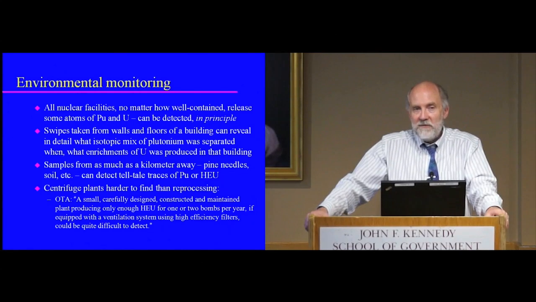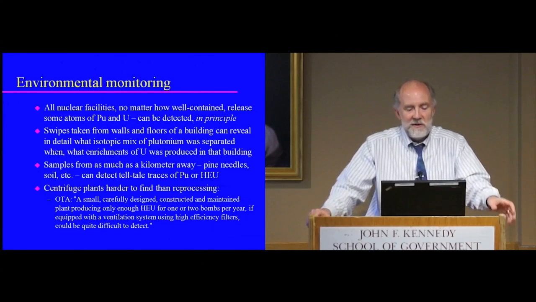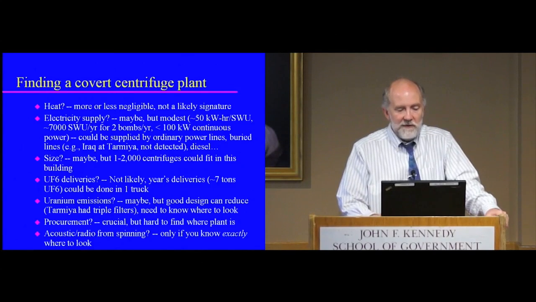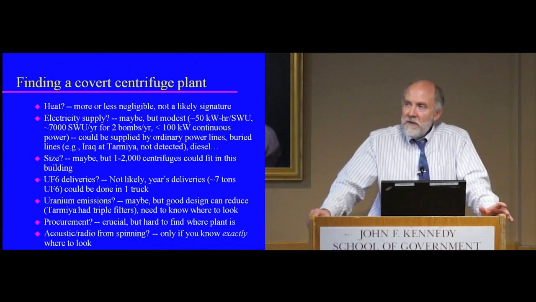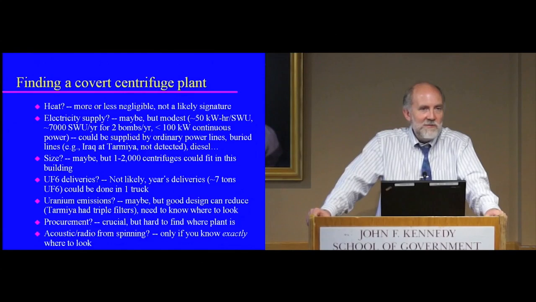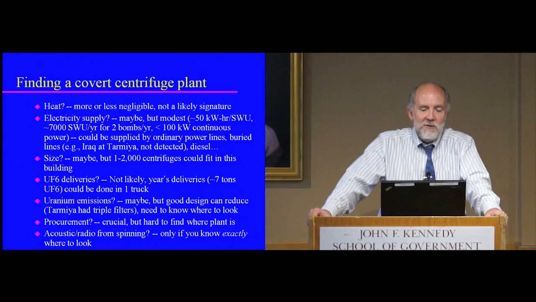Centrifuge plants are harder to find than reprocessing plants. There's a quote here from the Office of Technology Assessment saying it might be quite difficult to detect a decently designed centrifuge plant. So if you think about how to find a covert centrifuge plant, it's a hard job. These are relatively small, don't use a whole lot of power, so the heat is more or less negligible, not likely to be detected. The electricity supply, maybe you could detect that, but it's quite modest and might even be provided by diesel generators not hooked up to the national grid at all.